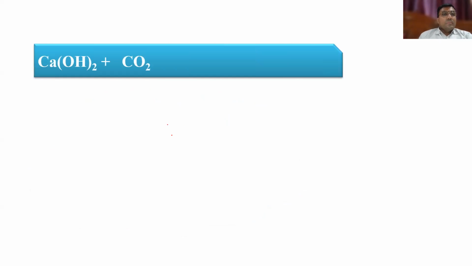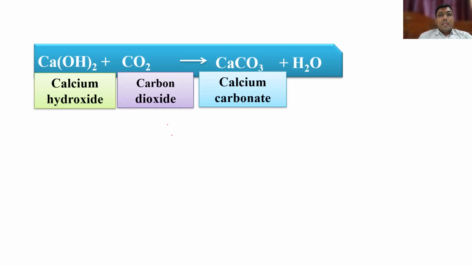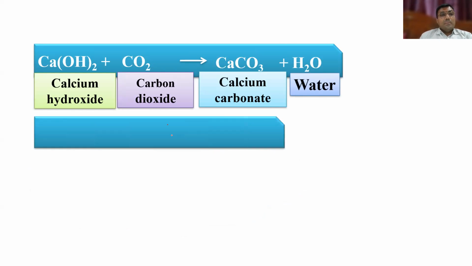Now let us have a look at calcium hydroxide. When you add CO2, you get CaCO3. This is a milky white precipitate you will get, right? So calcium hydroxide, when you add carbon dioxide, gives calcium carbonate. So hydroxides, when they react with CO2, form calcium carbonate. It's very important.